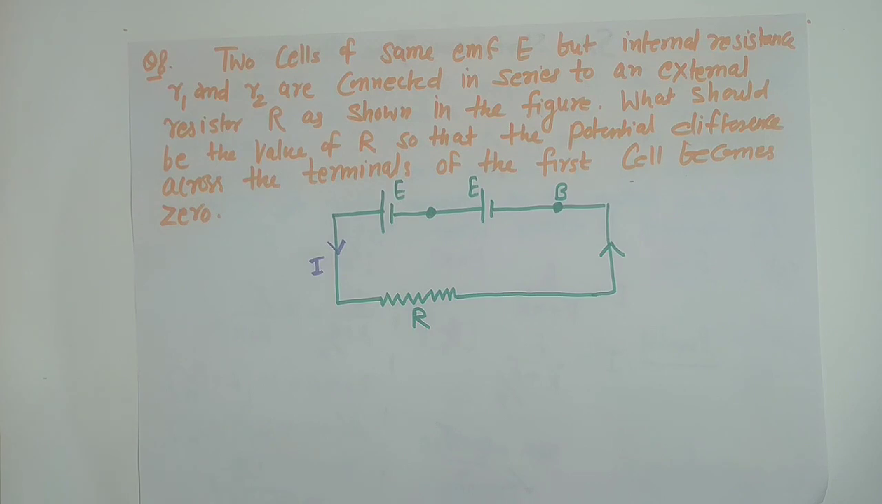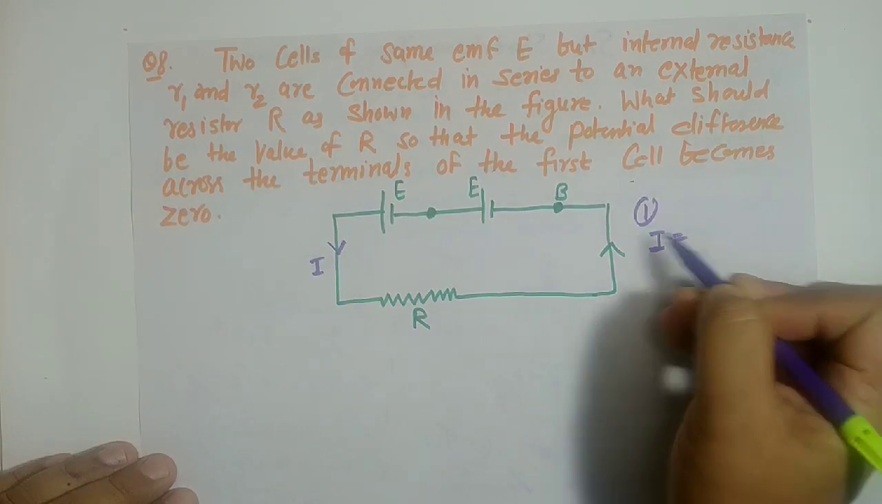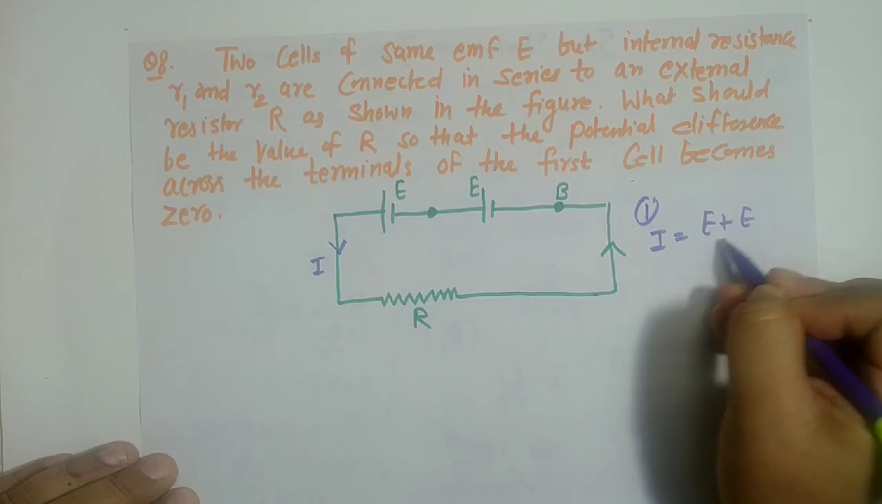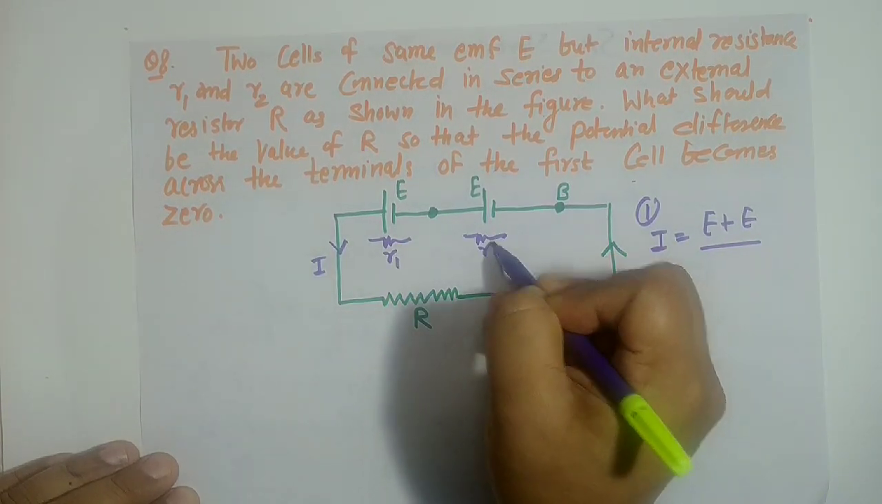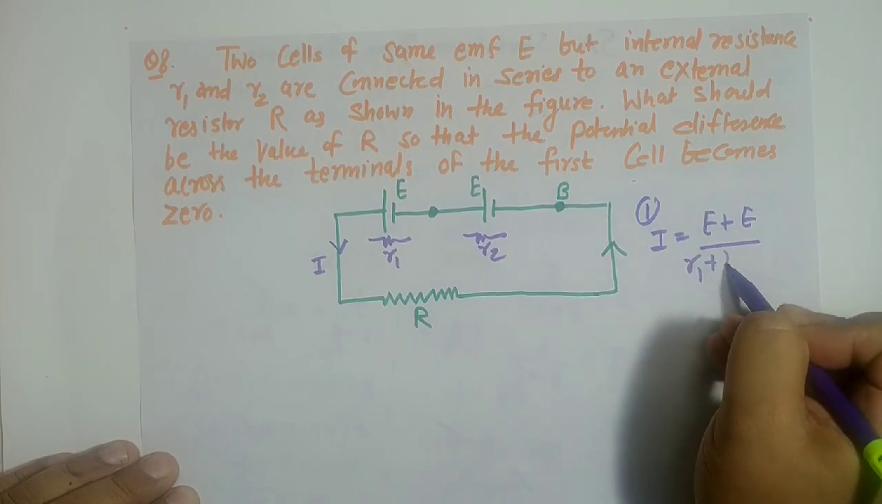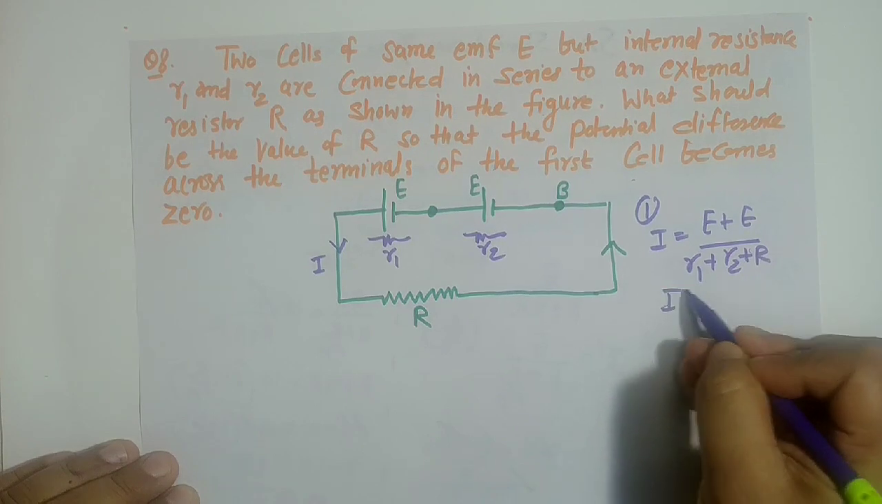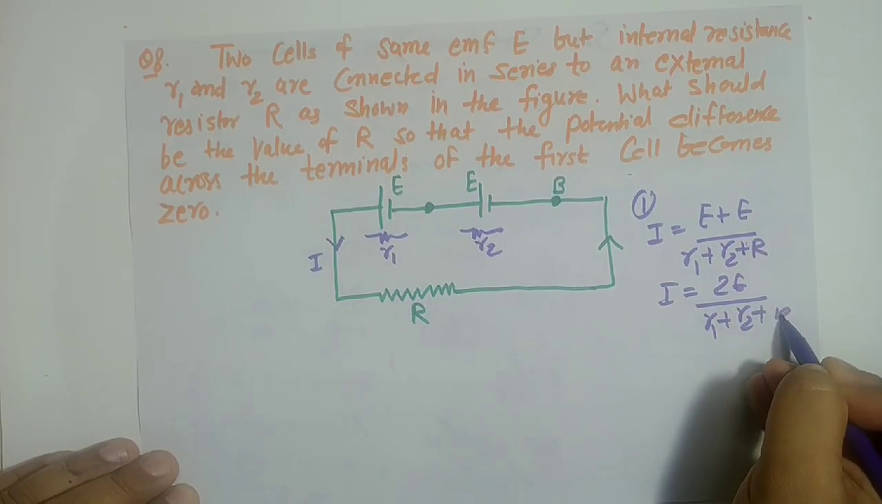Now I think this question, I know that all of you know how to find the current. Already we have done it. Current in this will be what? Both are in series, so this will be E plus E, divided by net resistance, because it has R1, it has R2. So what will be the net resistance? R1 plus R2 plus R. So current is simply 2E upon R1 plus R2 plus R.